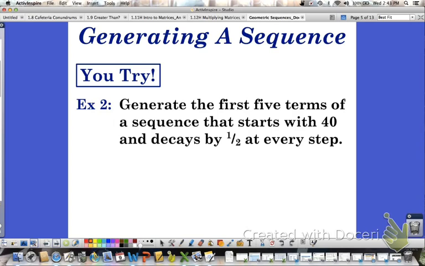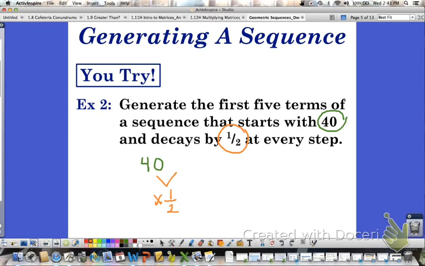They told you what the starting number was in the sequence. They told you it was 40. And since it is decaying, what you need to think is that the numbers are going down. But since it's a geometric sequence, you know you're multiplying. So we're going to start with the number 40, and we're going to decay by a half, meaning we're going to multiply each step by 1/2 in order to get the next number in the list.